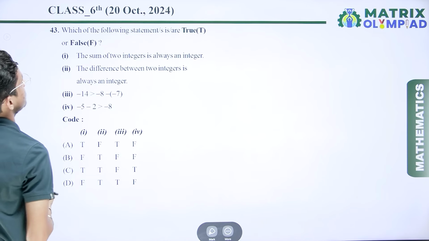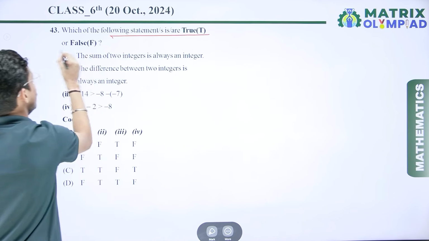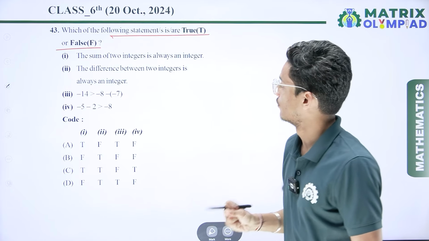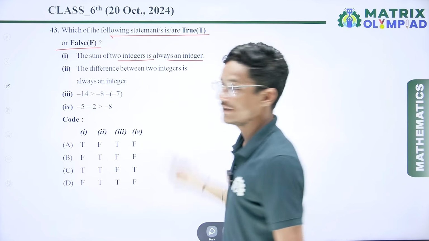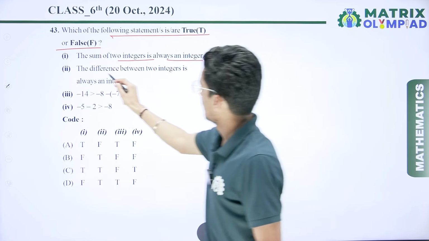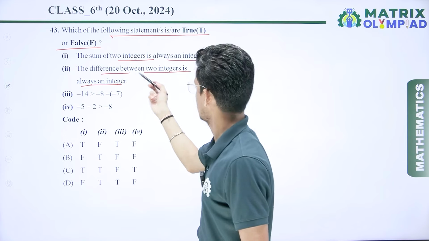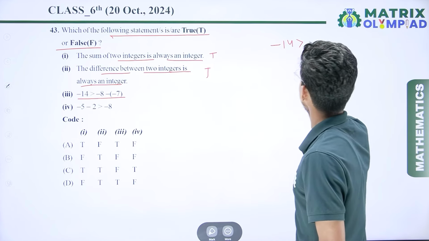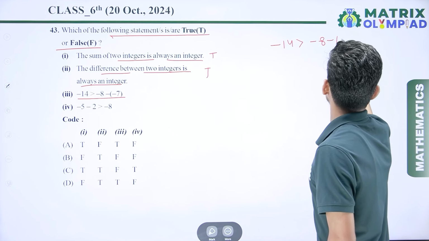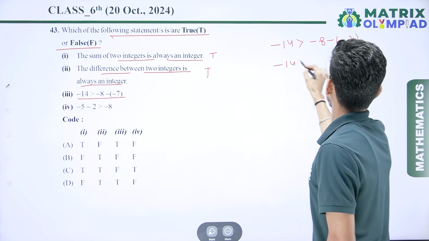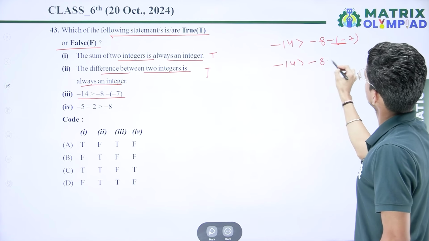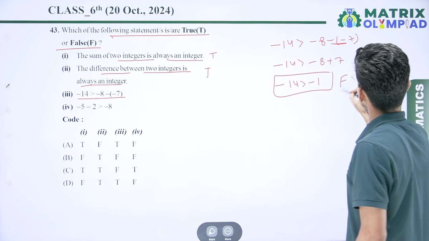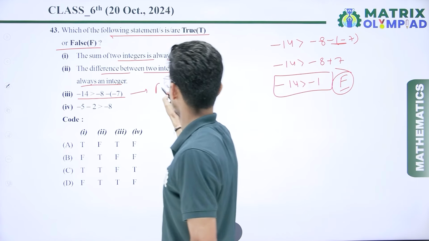Now if I talk about the next question, that is, which of the following statements is true or false. Again we have been given 4 statements and we have to find which one is true and which one is false. The sum of 2 integers is always an integer. Yes, this one is true. The difference between 2 integers is always an integer. Yeah, this one is also true. The third one is minus 14 is greater than minus 8 minus 7. Minus minus is plus, so minus 8 plus 7, which is minus 1. Minus 14 is greater than minus 1? No, this one is false. So the third one is false.